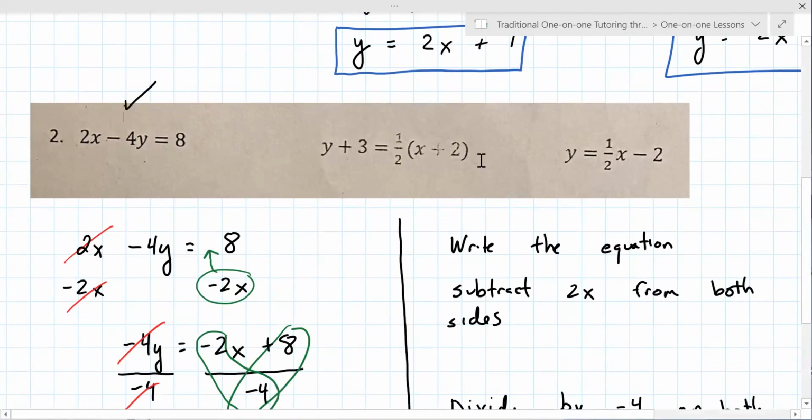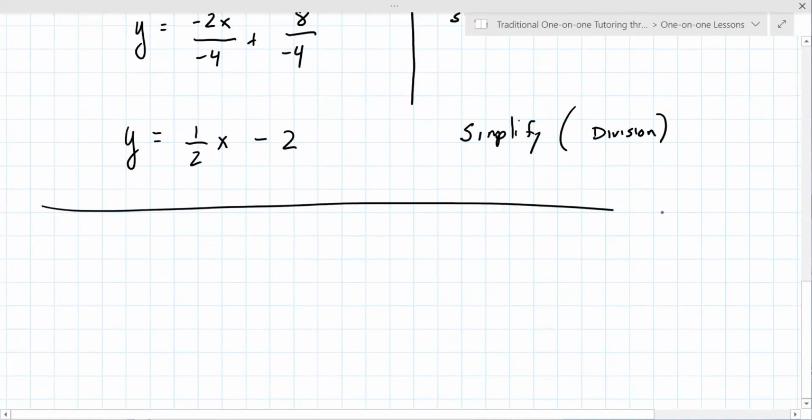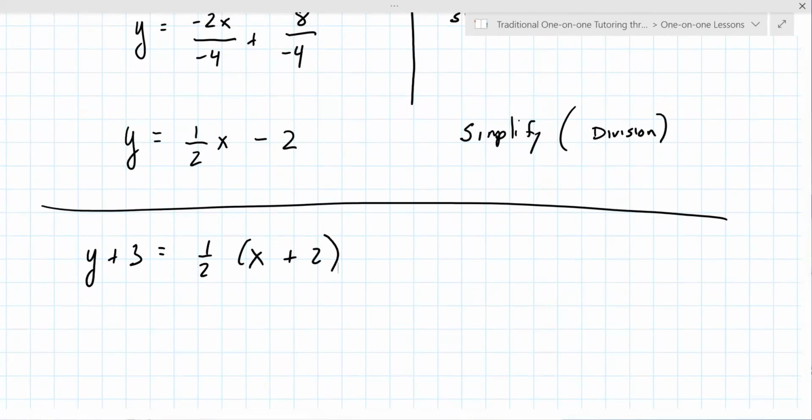Okay. Now let's do the middle one. So I'm going to rewrite it down here. Y plus 3 equals 1/2 x. Is that a plus 2? Boy, that's really hard to see. I think it's a plus 2. Yeah, it's a plus 2. Okay.